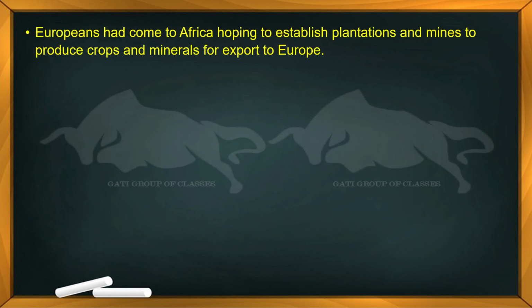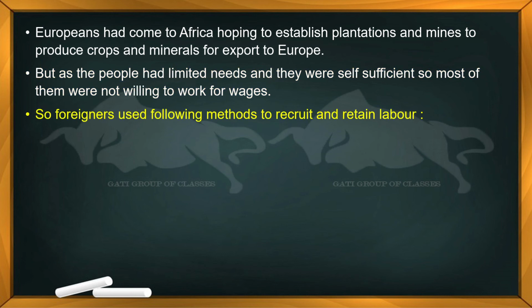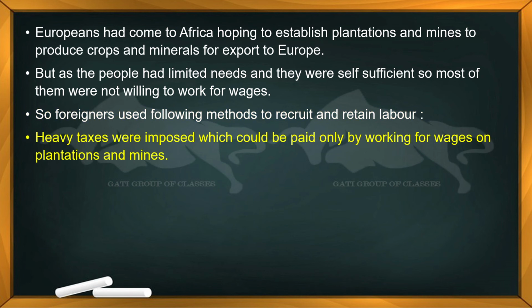But the Europeans who came to Africa now wanted to start their plantations and even their mines. But it was not possible until the people of Africa were ready to work for wages. So now they started to use some methods to recruit and retain labor. Heavy taxes were imposed on the people, so that it was only possible to pay if they worked on mines for money.